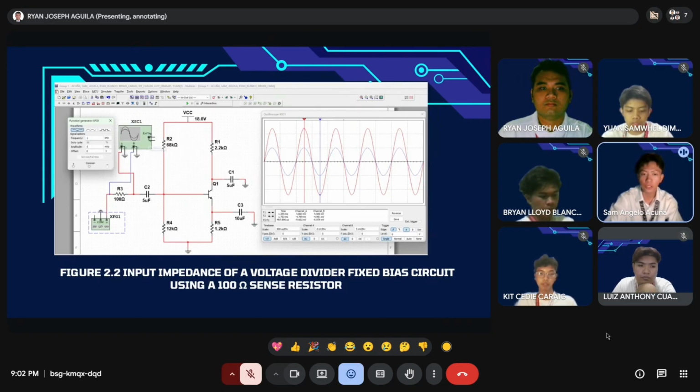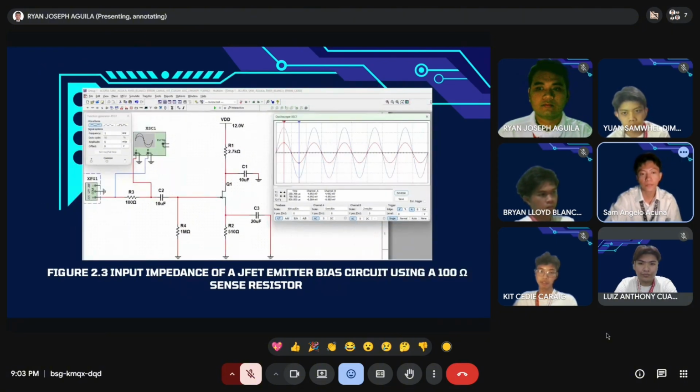And for Figure 2.2, the voltage divider bias circuit. For the circuit configuration, it is a biasing that uses a voltage divider for establishing a stable DC operating point. Next slide, please.